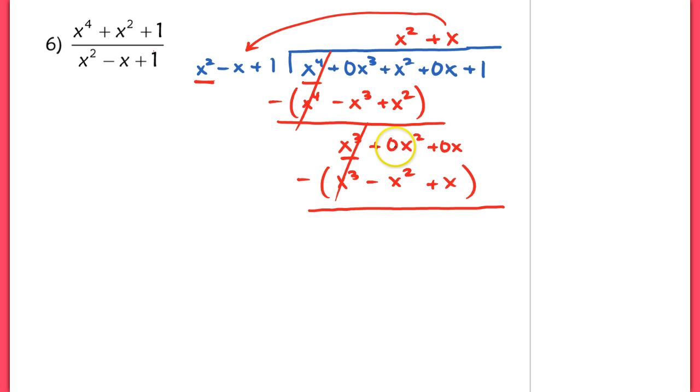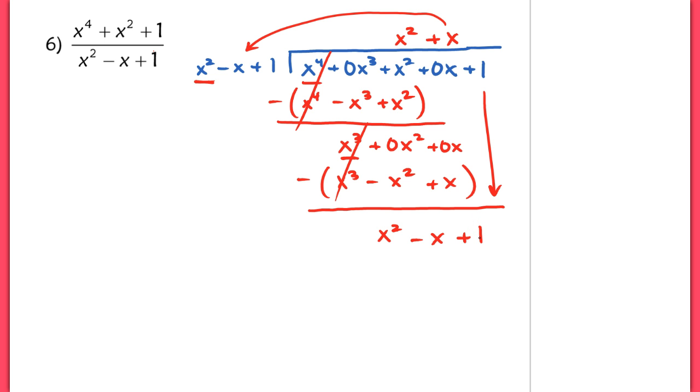These will cancel. 0x squared minus a negative x squared gives me a positive x squared. 0x minus x gives me negative x. And I forgot to bring down the 1 here. Let's bring down that 1 now. Or no, I didn't forget, but now I need to bring it down. So I have that plus 1.